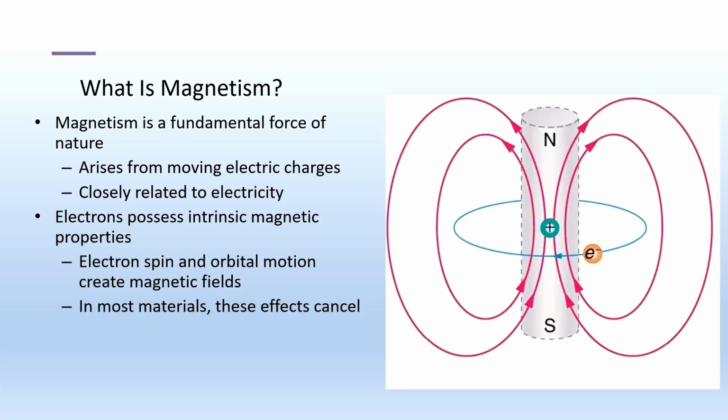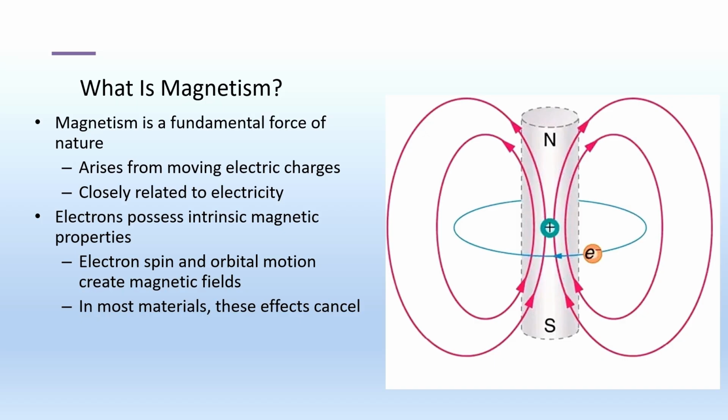Magnetism is a force that originates from moving electric charges. At the microscopic level, it's caused by electrons in motion within atoms. Because of this shared origin, magnetism and electricity are not separate phenomena, but are two aspects of a single interaction known as electromagnetism. Each electron acts like a tiny magnet due to its spin and orbital motion around the nucleus.